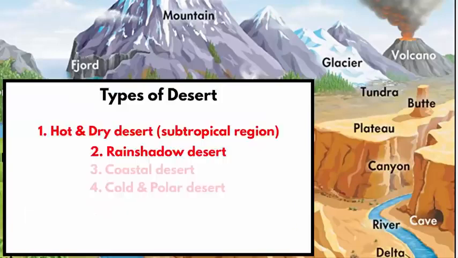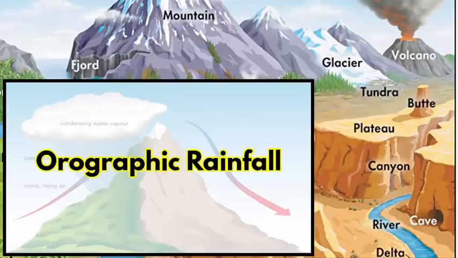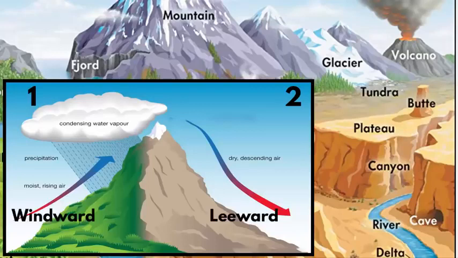The second type of desert is rain shadow desert. I want you to watch a video where I have explained different types of rainfall. In that, I have explained about orographic rainfall. So there are 2 sides of a mountain. One is the windward side and the other is the leeward side.